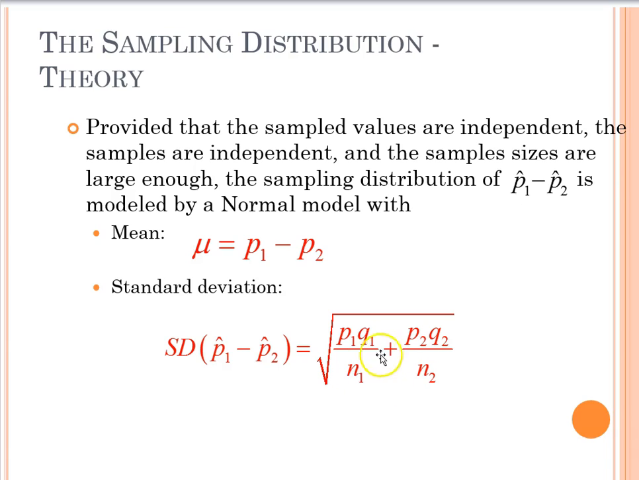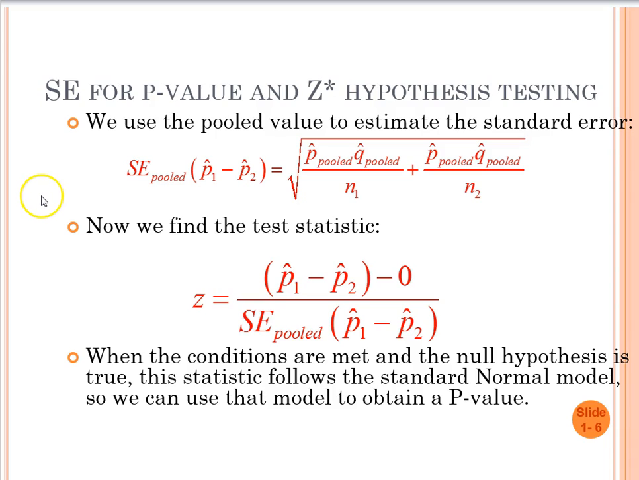Now, in reality, we don't typically know what these true proportions are, so we're going to use our samples to estimate them, and they're going to give us a standard error. So as I mentioned before, we don't know what the true proportions are, so we have to use our sample to estimate the standard deviation, which is why we get a standard error instead. Now there are two different ways to calculate a standard error, and your book reviews both of them.